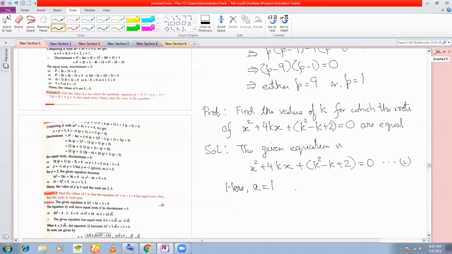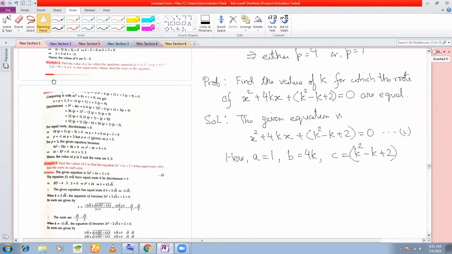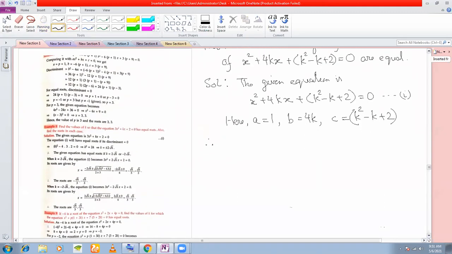Coefficient of x square is a, which is 1. The coefficient of x here is b, which is equal to 4k, and the constant term here is k square minus k plus 2. Okay. So therefore, what is the discriminant? D equal to b square minus 4ac. So here b square is 4k whole square minus 4 into a is 1 and c is k square minus k plus 2. Now we'll simplify this.